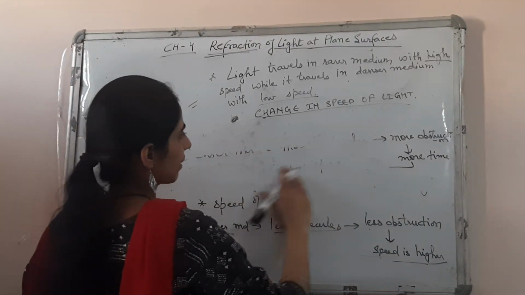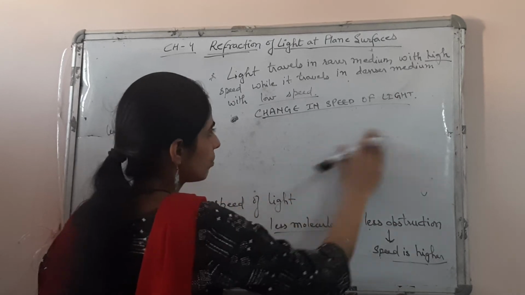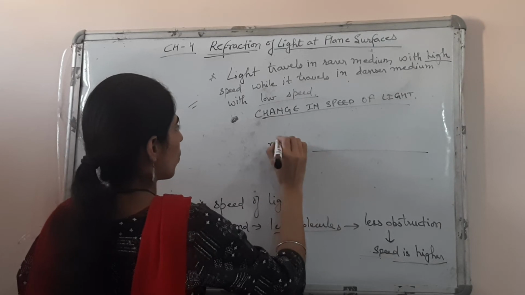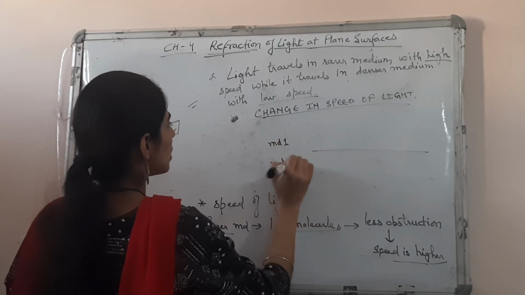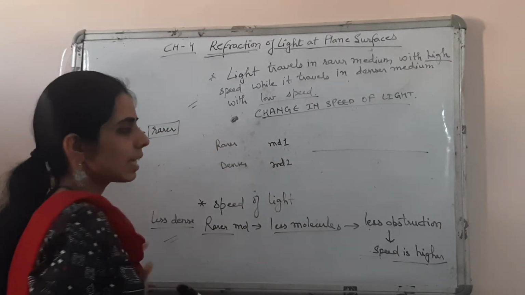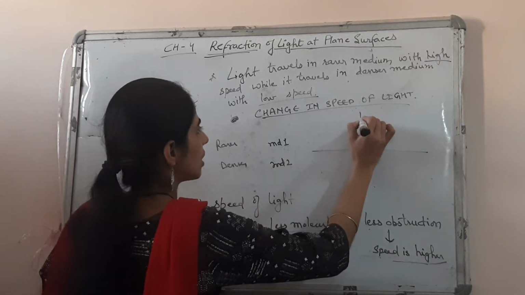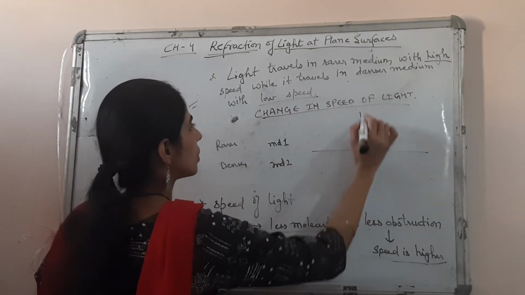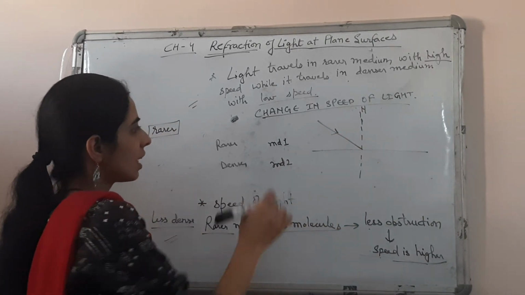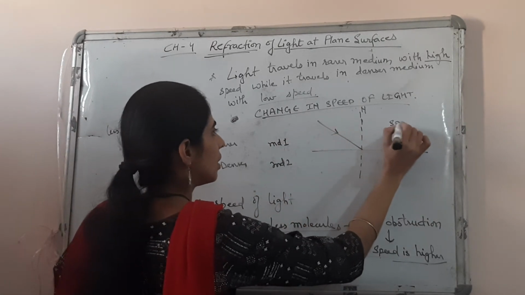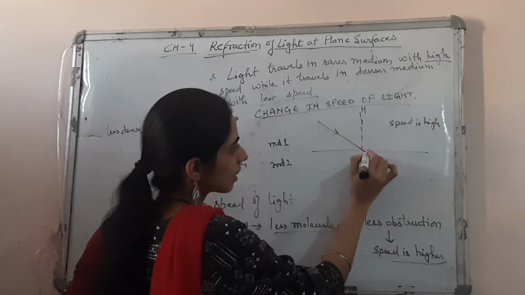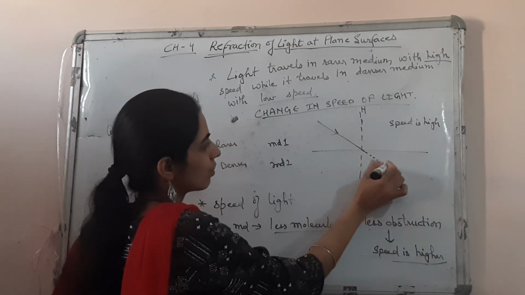Now let's look at the diagram once more, the one that we just drew. Suppose this is our medium 1, and this is our medium 2. This was rarer, this was denser, and I told you here it will move with a higher speed. So first let us draw the normal. This is the normal, and this is our incident ray. It is moving with a higher speed here. It should have gone like this. Yes, if it would not have been disturbed, it would go like this.